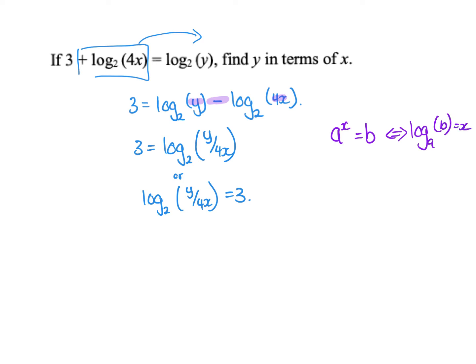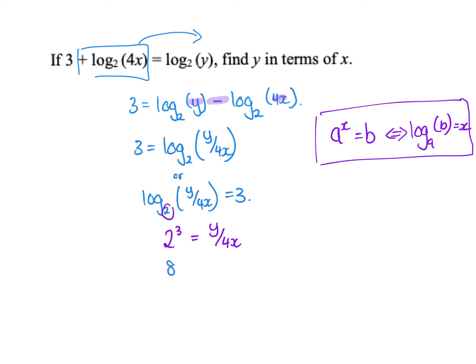Yeah, so I'm going to use that rule again. If you learn this bit and you can write that little statement off by heart, it'll help you, because you're going to say, all right, 2 to the power of 3 equals y over 4x. Now 2 to the power of 3 we can do, can't we? That's 8. We're going to pretend we wouldn't have our calculator for this.